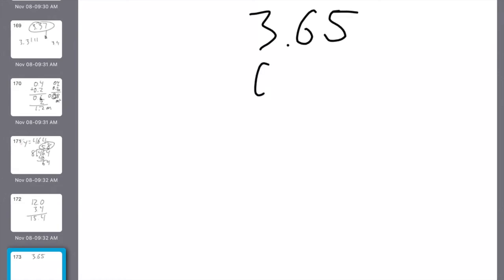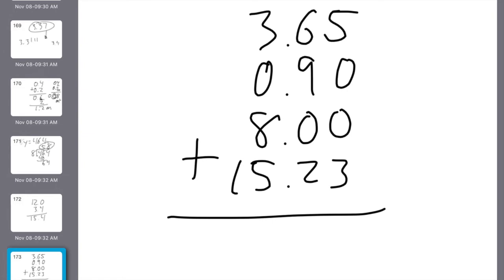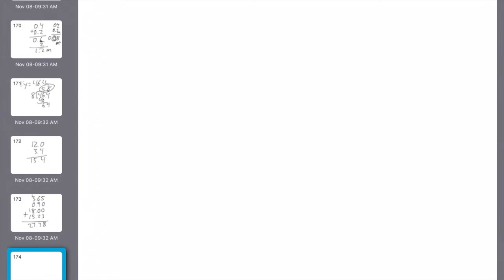Number 20, a much bigger addition problem from the lesson we just had. 3 and 65/100 plus 9/10 plus 8, and I'm going to add a decimal point and a 0 for looks. And the last one is 15 and 23/100. You want to fill in zeros? Feel free to fill in zeros. 5 and 3 is 8. 15, 16, 17. 4, 12, 17, 1, 2, decimal point straight down. And I have an answer of 27 and 78/100.